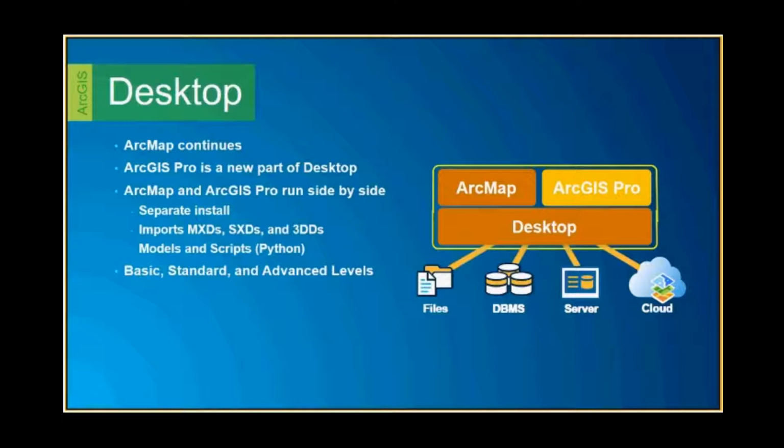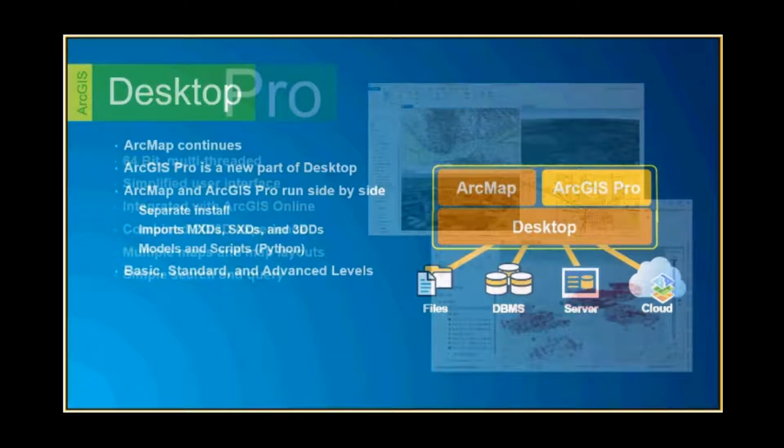Well, fear not, ArcMap continues. ArcGIS Pro is a new part of desktop that can run side by side with ArcMap. It is a separate install and is able to work with data that has been created by other components of the desktop family, such as ArcMap and CityEngine. It's also able to utilize most of the scripts and models that have been created in the aforementioned applications. Like ArcMap, it is licensed at 3 levels: Basic, Standard, and Advanced, with each level mirroring the corresponding functionality in ArcMap. So why should you use Pro?